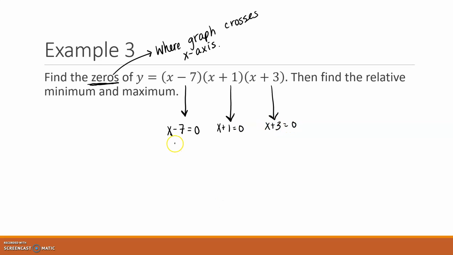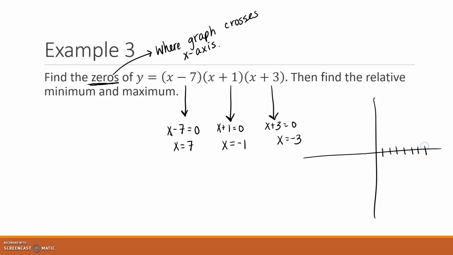And so here I'm going to add 7 to both sides, and I get x equals 7, x equals -1, and x equals -3. So if I were to graph this, I know that I would have a point here at -3, at -1, and then all the way over here at 7. That's kind of what my graph would start to take shape as. But we are not going to do relative minimum and maximum by hand. We're going to use our calculator.